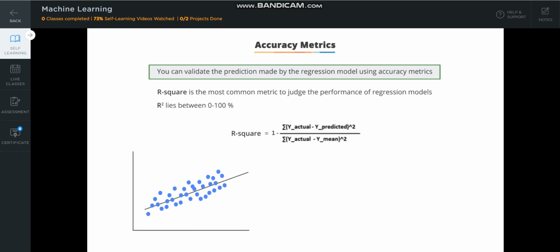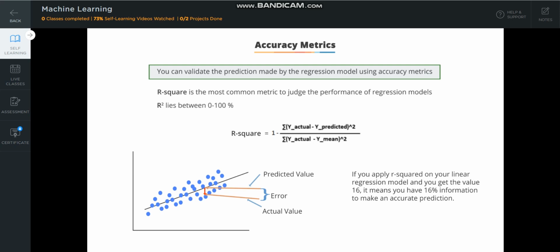The equation of R-squared is represented here, where y actual is the actual outcome value, y predicted is the predicted value of y, and y mean is the average value of y. If you apply R-squared on your linear regression model and you get the value 16, it means you have 16% of the information you need to make an accurate prediction about the price.